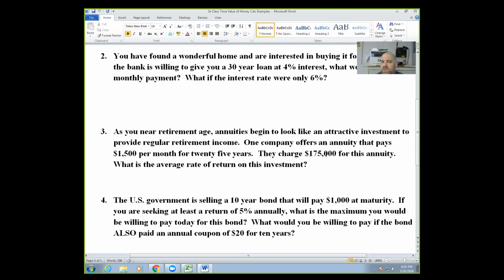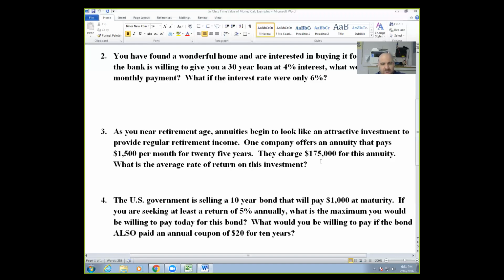Yeah, so from the company's point of view, the way that they're hoping to make money is they're hoping to take your $175,000 and make more money than it takes them to pay you this amount over 25 years. Cool. Yeah, that's their game. So the question is, what is the average rate of return on this investment?